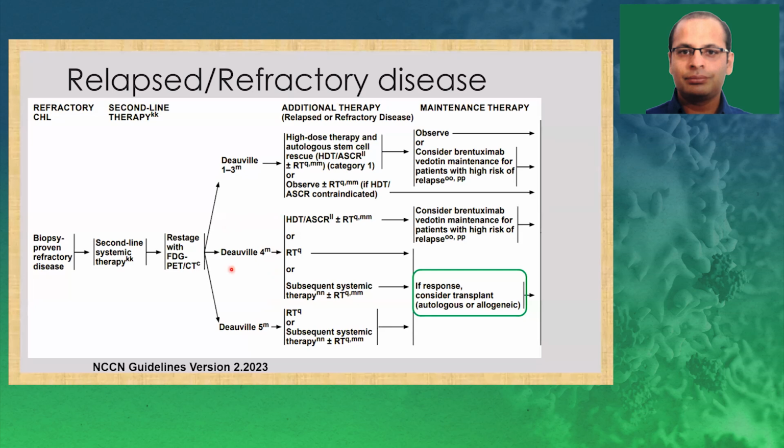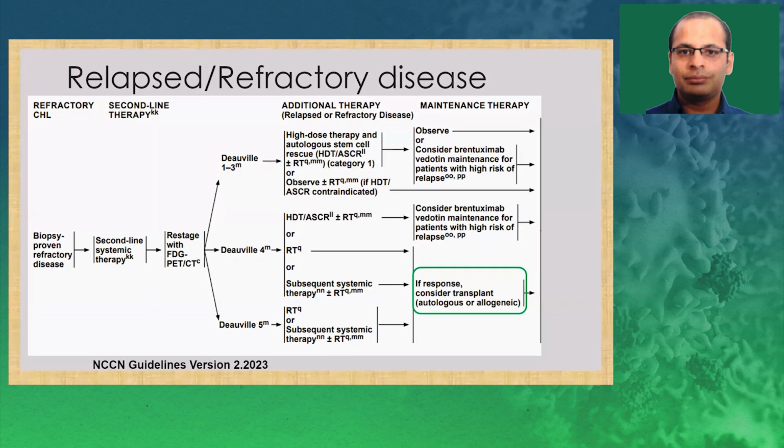If the disease is showing partial response, that is Deauville 4, you can still consider a transplant plus minus RT and brentuximab maintenance. For Deauville 5, that is non-responsive disease or new lesions, transplant is not indicated. For such patients, you can give RT or further systemic therapy. If the disease responds, consider allogeneic transplant in such cases.